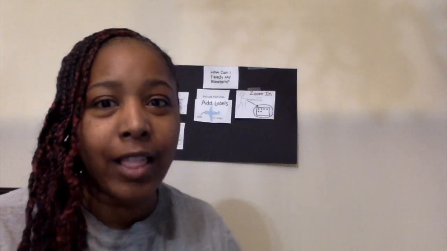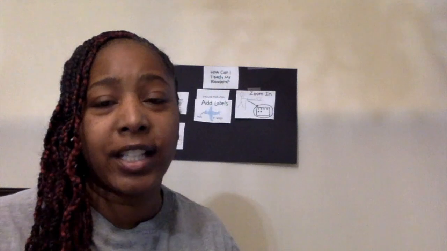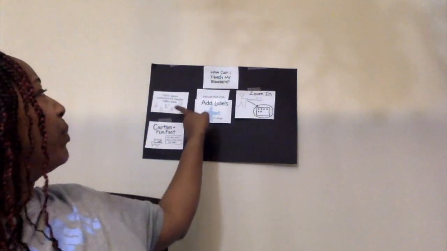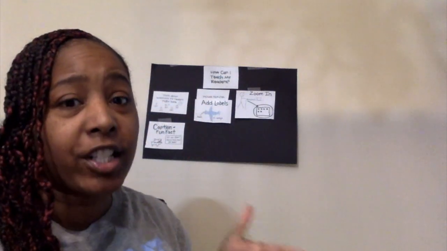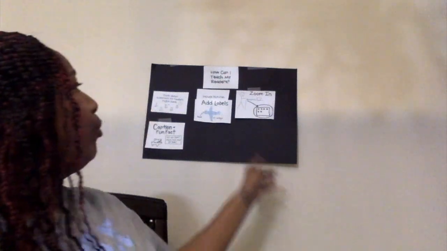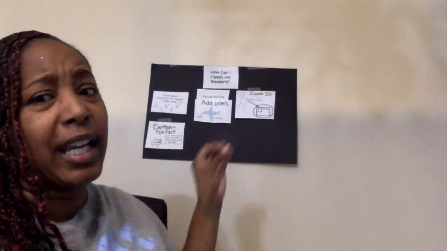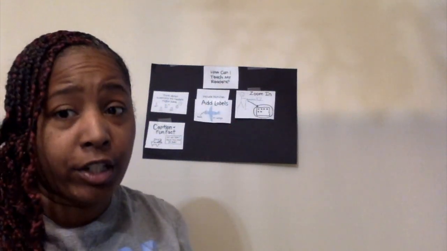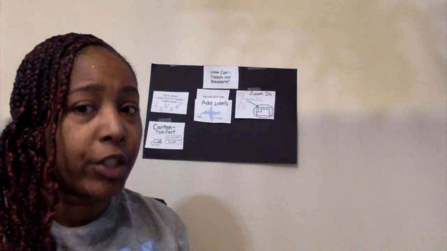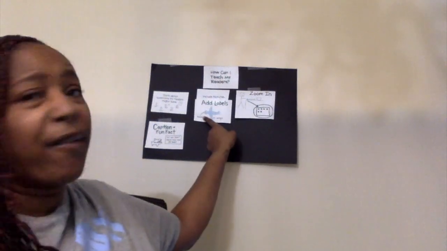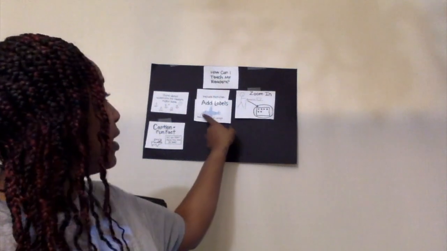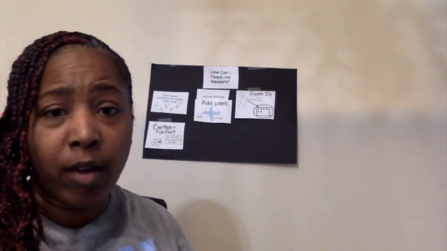So writers, let's review all of the cool things we learned about how we can teach our readers. We know that we can think about the questions that our readers have. We know that we can include teaching pictures. So in our teaching pictures, we want to make sure that we have arrows that point to the part that we want to teach about.